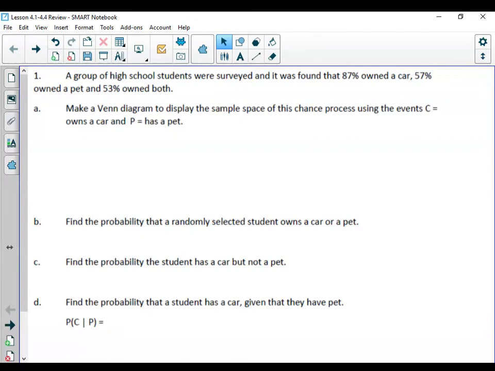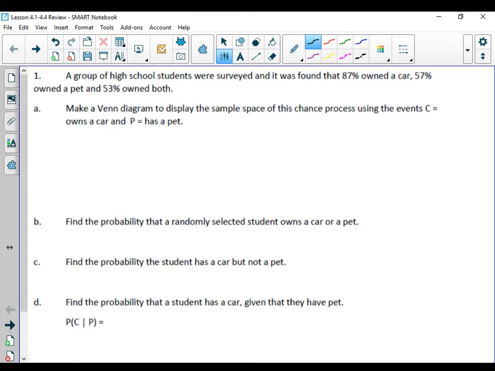You guys, we were supposed to work on the worksheet that I labeled 4.1 through 4.4 review. I wanted to go through that and make sure that you understood some of the parts of this, because I know that a lot of you had questions on that. So on the first one, they gave us this situation.